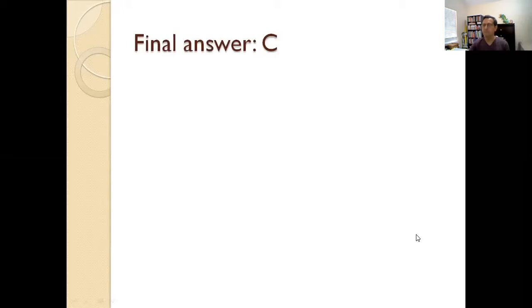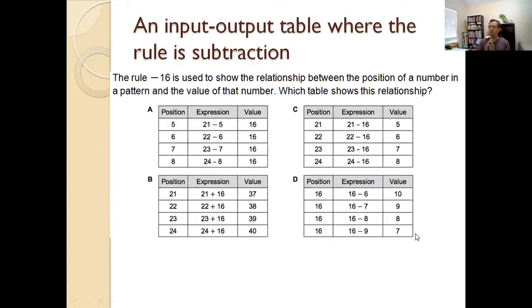Final answer, D. An input-output table where the rule is subtraction. Now, the rule minus 16 is used to show the relationship between the position of a number in a pattern and the value of that number. Which table shows this relationship? Now, they are asking you to analyze the table. Which table shows the relationship? So you have to find 1 which is correct and 3 incorrect.